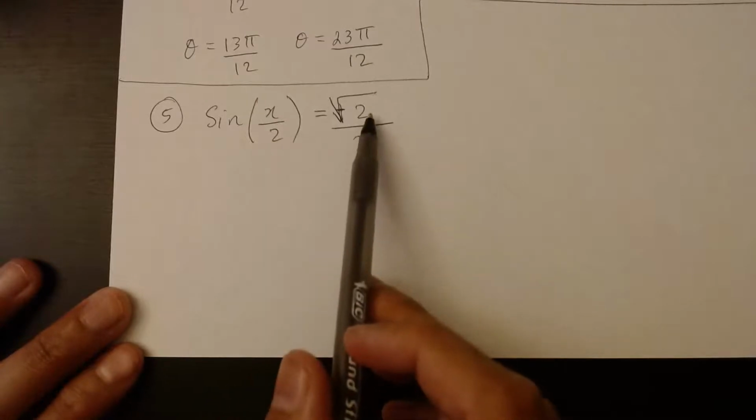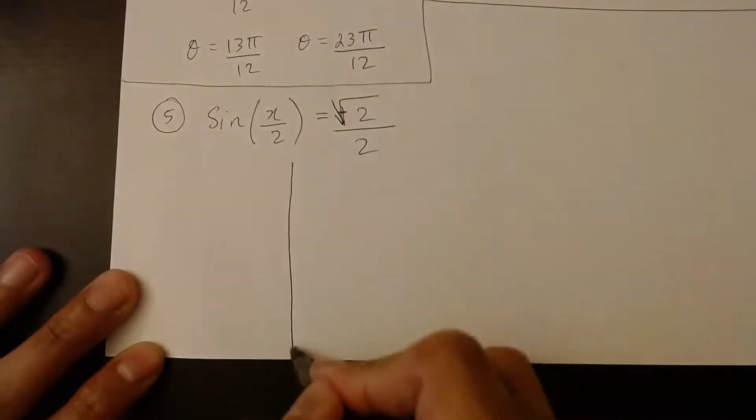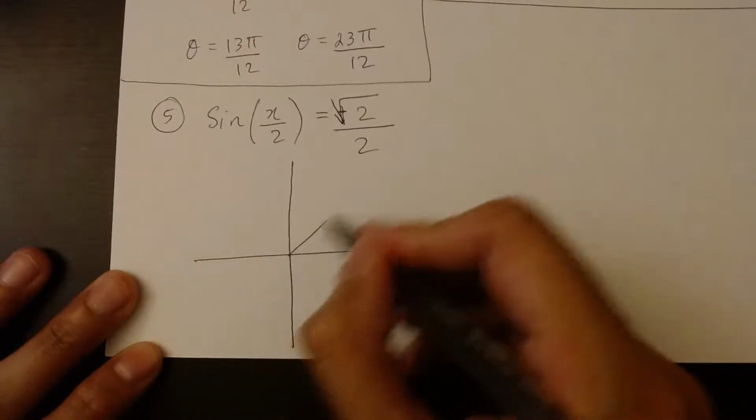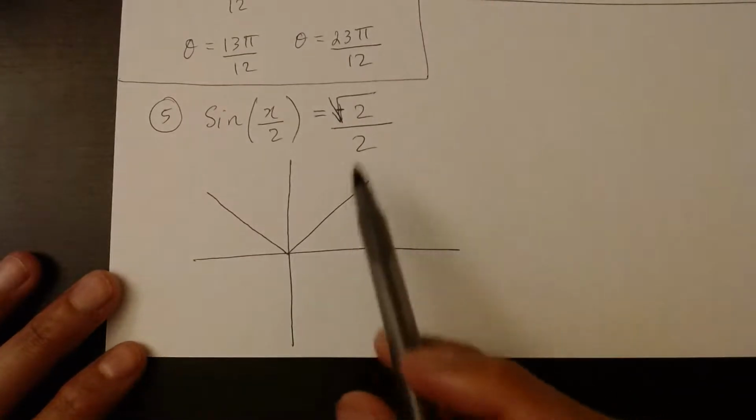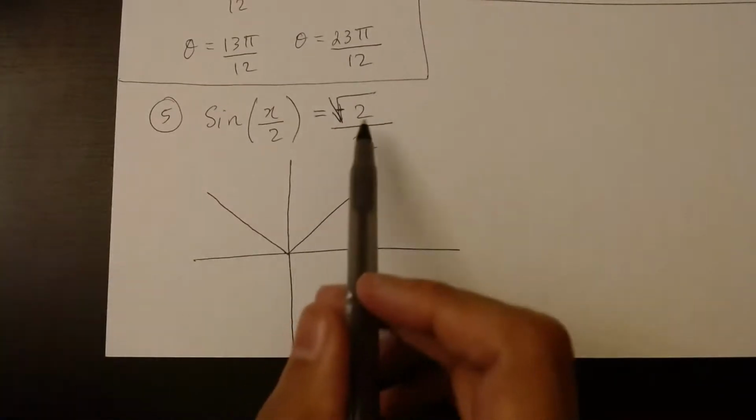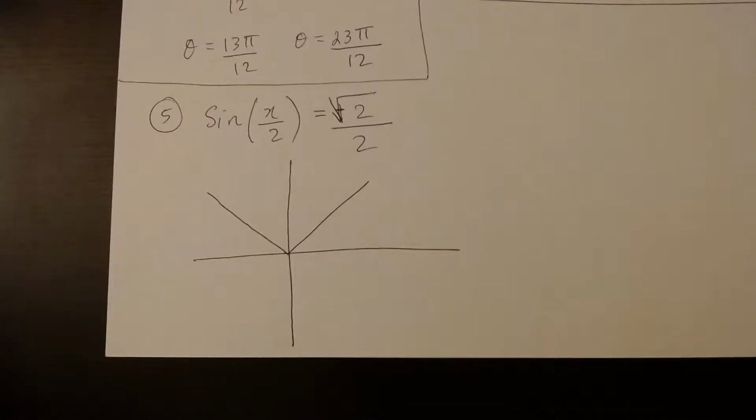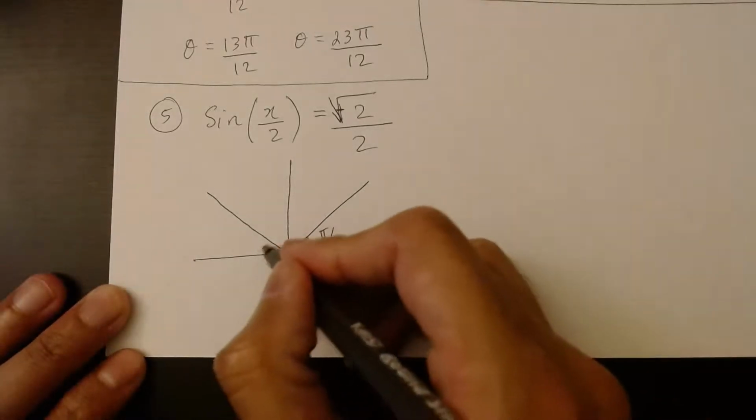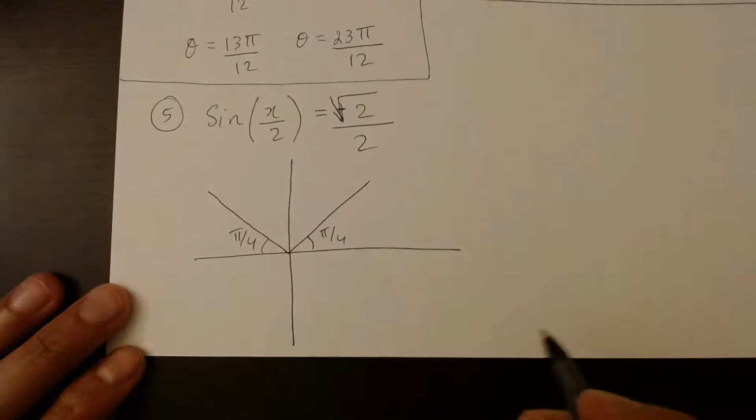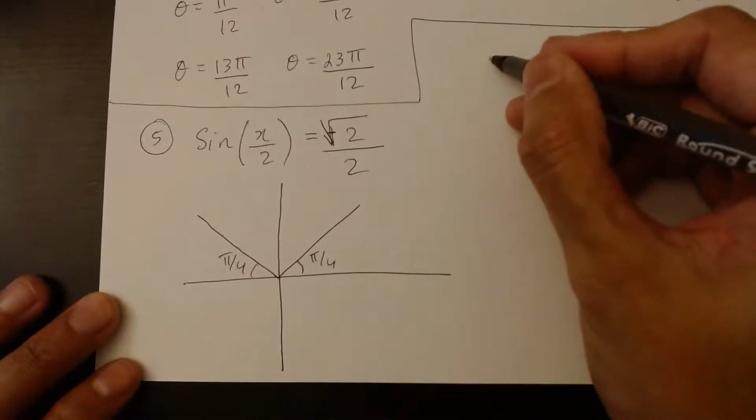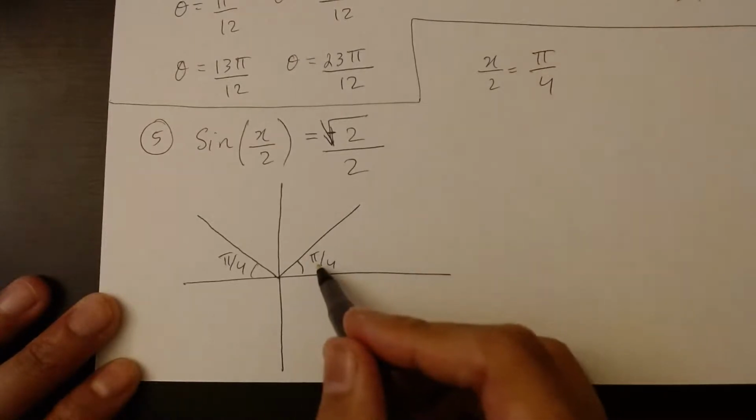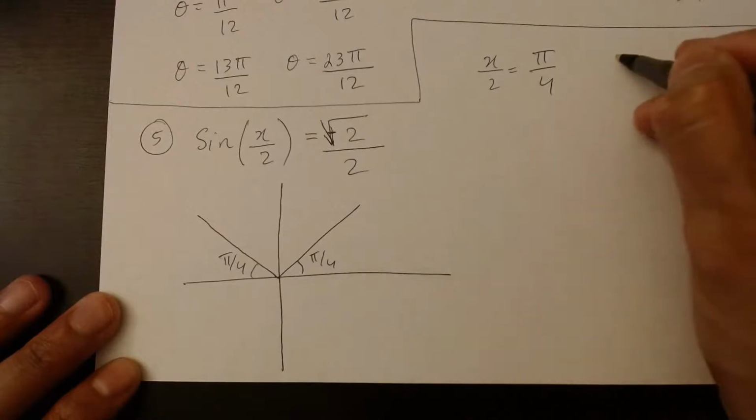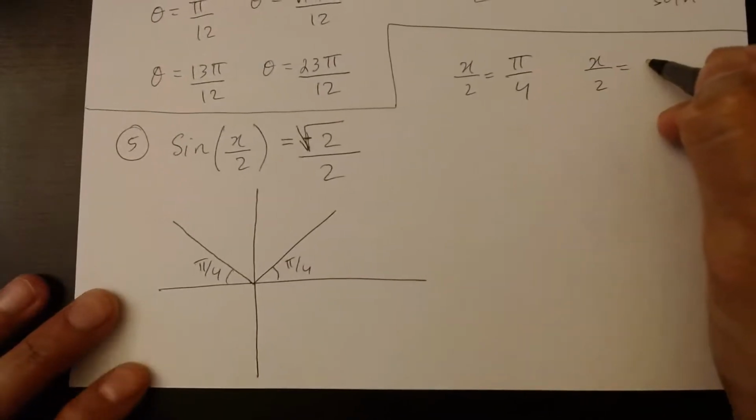So I want to start this with my cast rule over here. I know sine is positive in these 2 quadrants. So I'm going to do the sine inverse of root 2 over 2, which is pi over 4 as my acute angle. So I know that my 2 solutions are going to be x over 2 equals pi over 4. That's my first solution here. My second solution is going to be pi minus pi over 4, so x over 2 equals 3 pi over 4.